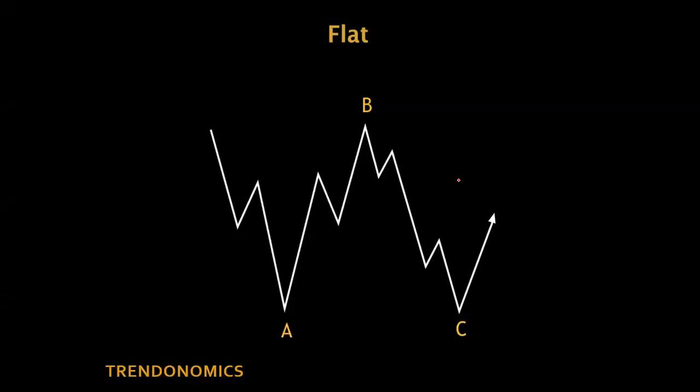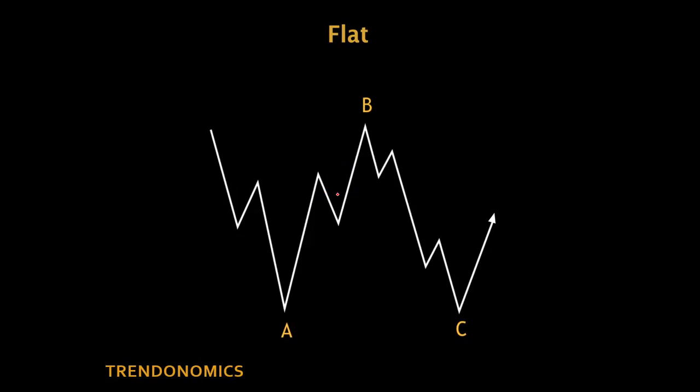The next pattern is flat. This is a 3-3-5 pattern where wave A is a three-wave structure, wave B is also a three-wave structure, and wave C is a fast and furious impulse wave, which has five waves in it. While wave A and B could take any form, whether A, B, C, or W, X, Y, wave C always takes the form of an impulse in a flat correction. And in a flat correction, there are three types. A regular flat, where wave B tends to retrace almost up to 90% of wave A, and wave C goes down almost towards the low of wave A.